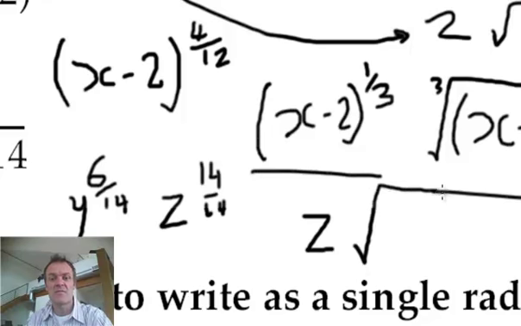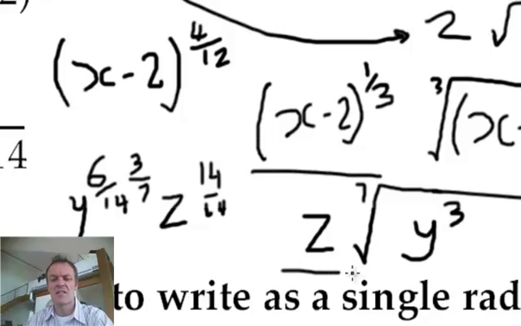But what's left here? Let's have a look. y to the 6 over 14. I can divide both by 2. Is that 3 over 7? It reduces to 3 over 7. So the 7th root of y cubed. So that's that one.